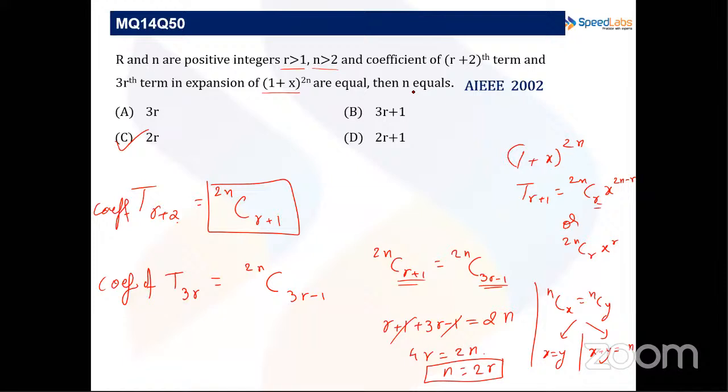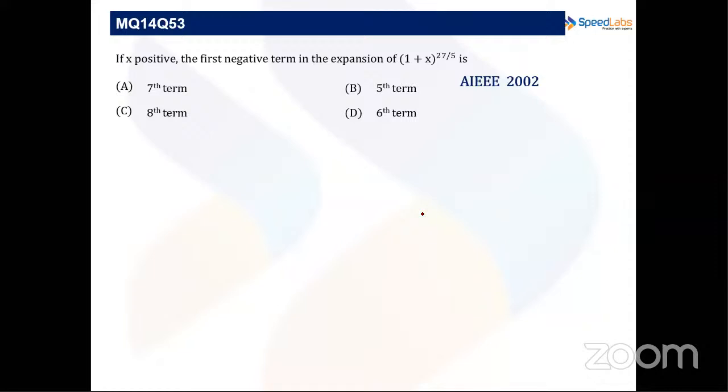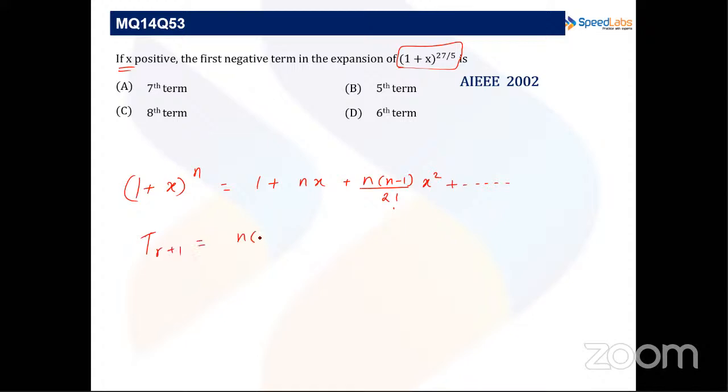Moving to the next question of binomial. We are given that if x is positive, then the first negative term in the expansion of (1 + x) to the power 27 by 5. See, if we have the expansion of (1 + x) to the power n, it is 1 + nx + n(n-1)/2! x squared and so on. So the general (r+1)th term will be n(n-1)(n-2)(n-3) and so on up to (n-r+1) upon r factorial into x to the power r.